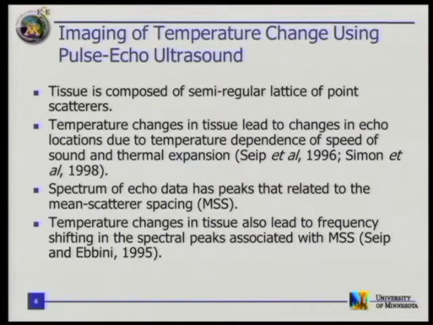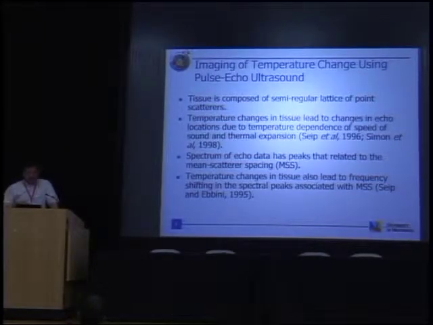So just a very little bit of history here. We started working on the temperature imaging of the ultrasound in the 90s. We have assumed that the scattering of tissue is based on a kind of a semi-regular lattice, which led to really 2 models that we published early on, that you can use reflection mode ultrasound to detect small changes in the echo locations that are indicative of temperature change, but also small changes in the spectrum. And both of these techniques can be used. They are obviously related, but they lead to different artifacts.